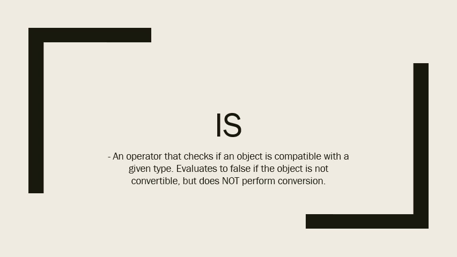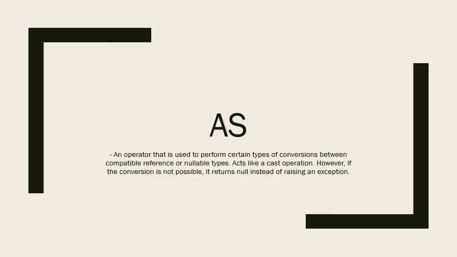Is, an operator that checks if an object is compatible with a given type, evaluates to false if the object is not convertible, but does not perform conversion. As, an operator that is used to perform certain types of conversions between compatible reference or nullable types. Acts like a cast operation. However, if the conversion is not possible, it returns null instead of raising an exception.